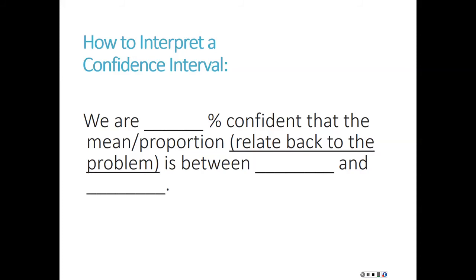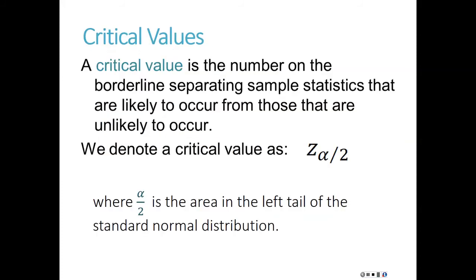We're also going to talk about something called critical values. A critical value is the number on the borderline that separates the sample statistics that are likely to occur from the ones that are not likely to occur.